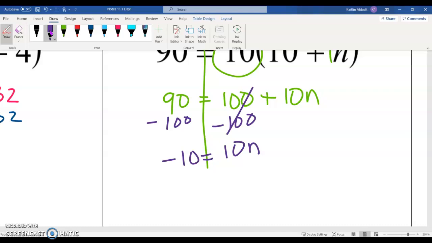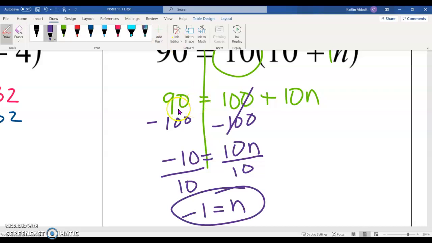Then I need to get n by itself. I'm going to divide by 10. So 10 divided by 10 is 1. Negative divided by positive is a negative. So it'll be -1 equals n. Final answer.